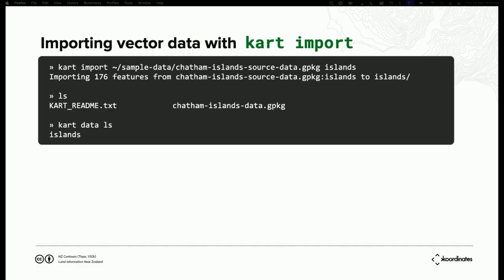And when I type ls to see what's in my current directory, I can see I've now got a GeoPackage lying around right here. That's my working copy. So I can open that with QGIS and see what's in it. Kart can also tell me what's in it. Kart data ls tells you I've got islands in there.